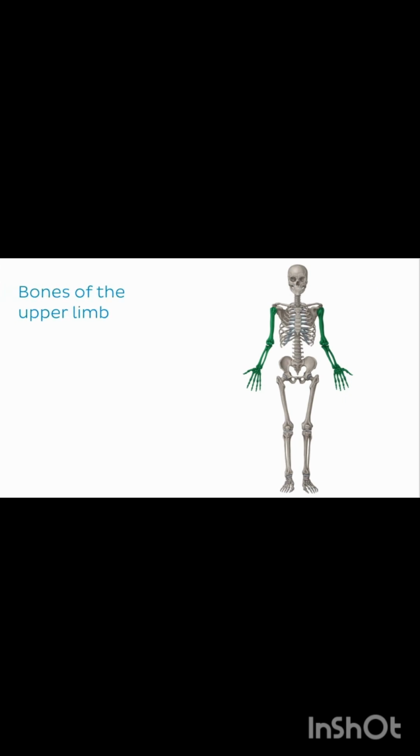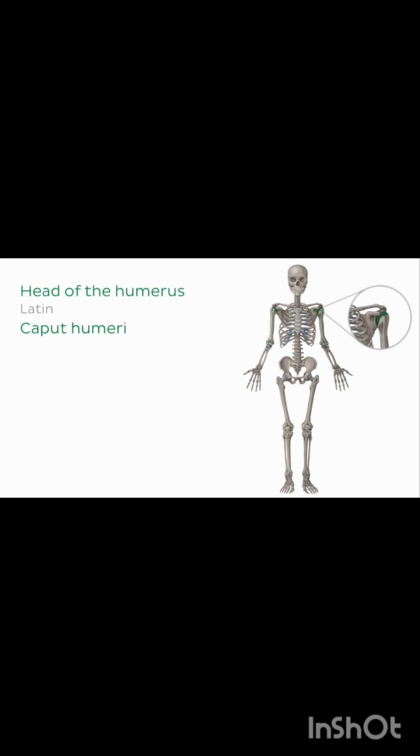In this section of the tutorial, we'll divide the bones of the upper limb into the bones of the arm, the bones of the forearm, and the bones of the hand. Luckily for us, there's only one bone in the arm, and that is the humerus. The humerus is a good example of a long bone. At the proximal end of the humerus is the head of the humerus.